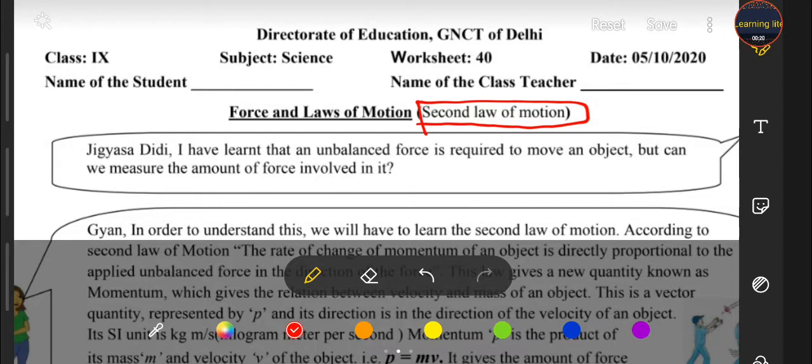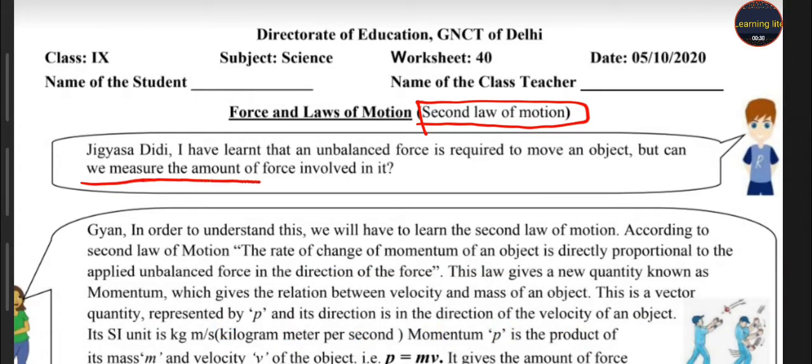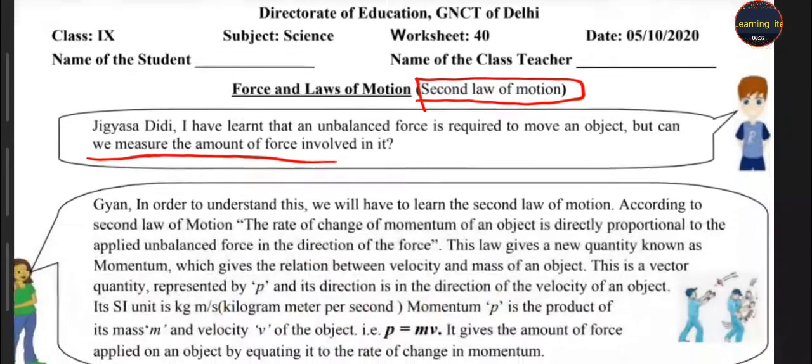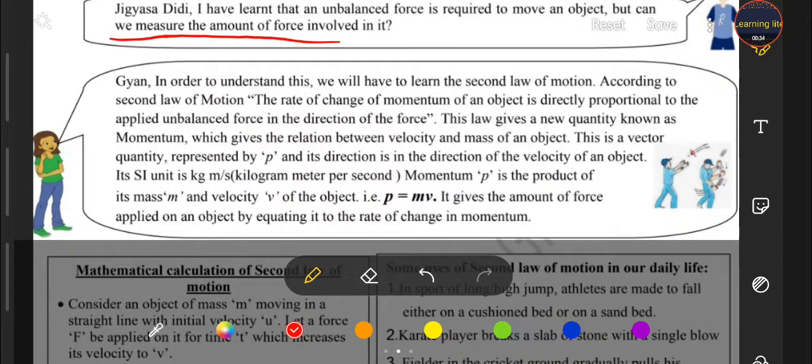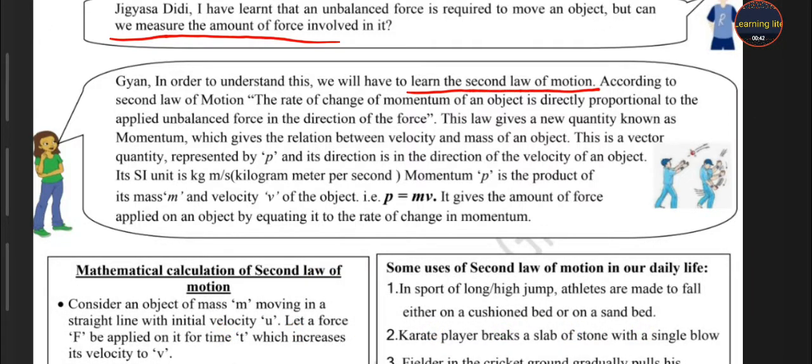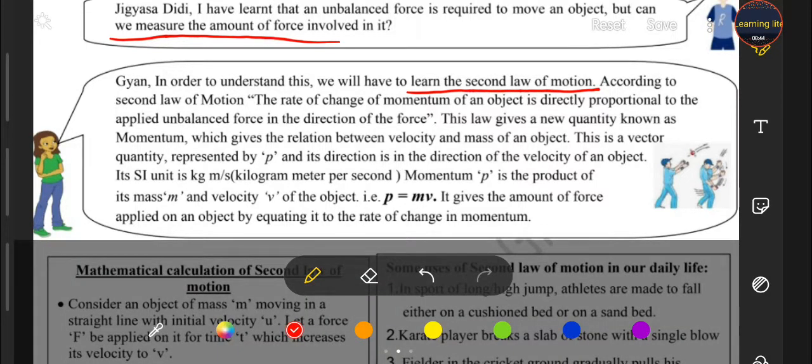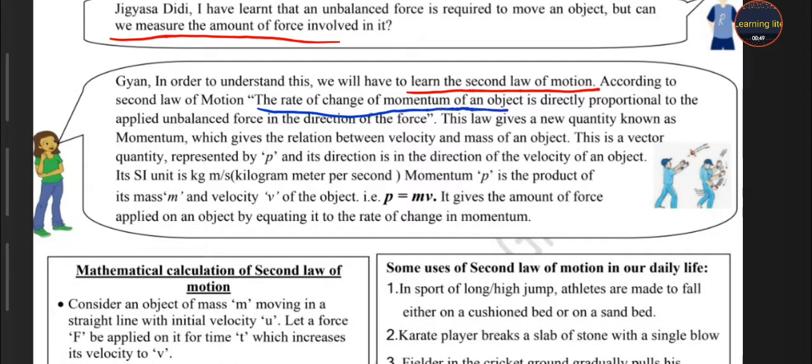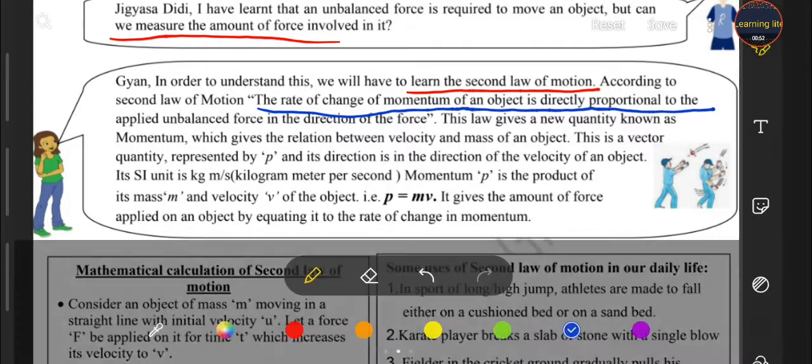Gyan asked, Jigyasa Didi, I have learned that an unbalanced force is required to move an object. But can we measure the amount of force? How much force is involved and how can we measure it? Jigyasa Didi replied, Gyan, in order to understand this, we have to learn about the second law of motion. What is the second law of motion, Jigyasa Didi? Gyan, listen. The rate of change of momentum of an object is directly proportional to the applied force.